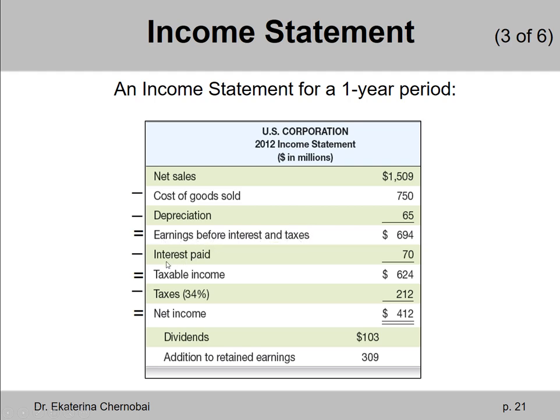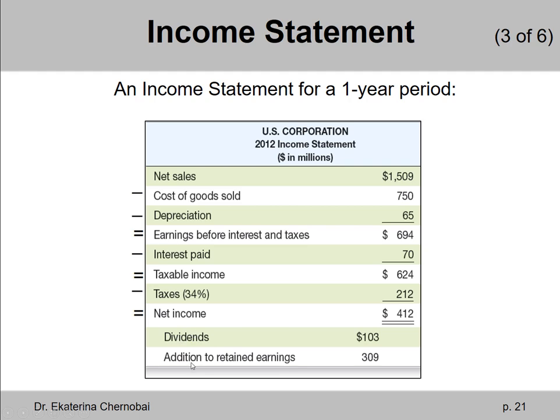Then we further subtract interest on loans, and that gives us our taxable income. Taxable income is what we need to pay taxes on. So not sales revenue, but only taxable income, a much smaller amount. Let's say the tax rate is 34%. Then we take 0.34 multiplied by our taxable income. Let's say it's 624 million. And that gives us 212 million dollars. And when we subtract the tax amount, we get net income. So net income is technically the last item in an income statement.